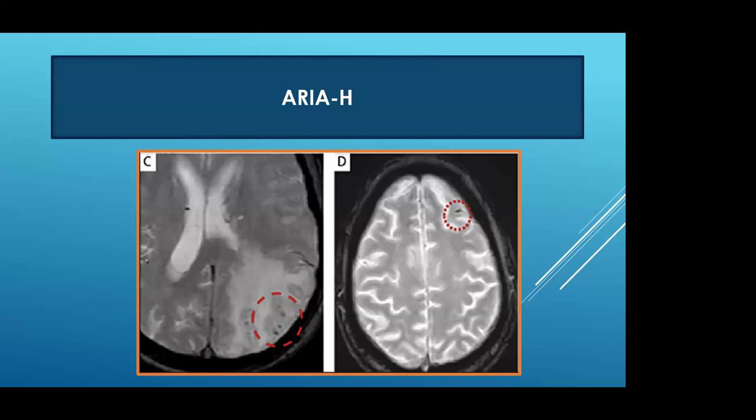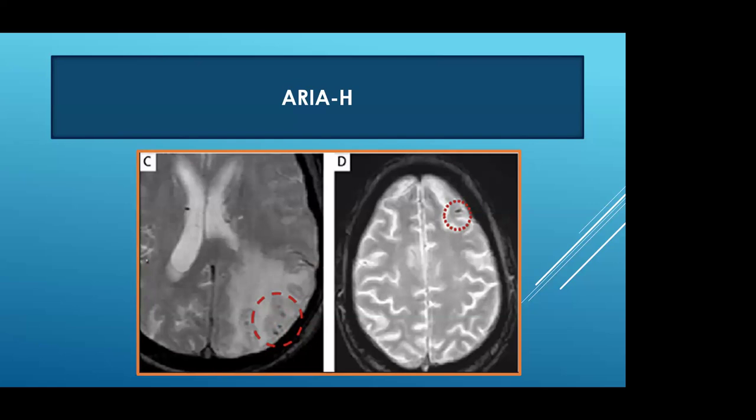The same principle applies to ARIA-H, because the slide was ARIA-E, with circular effusion and hyperintensity. I don't understand the question. That's a two slide. Yeah, this is C and D.